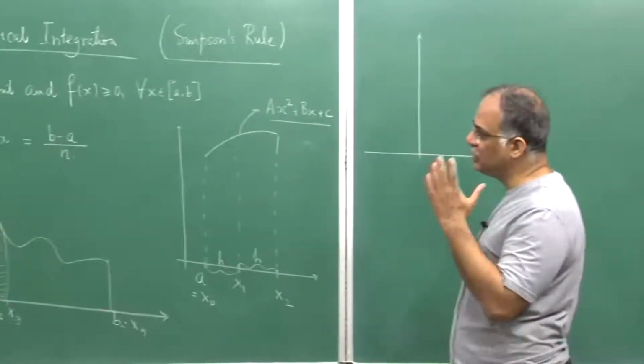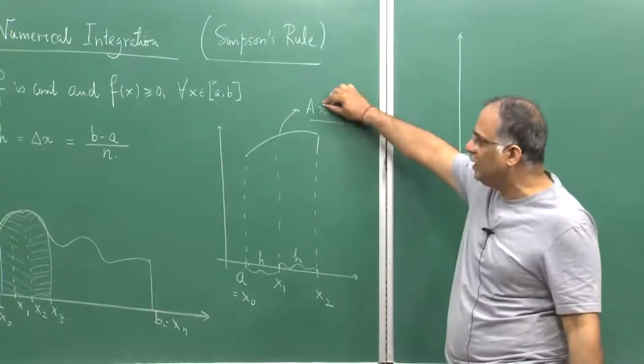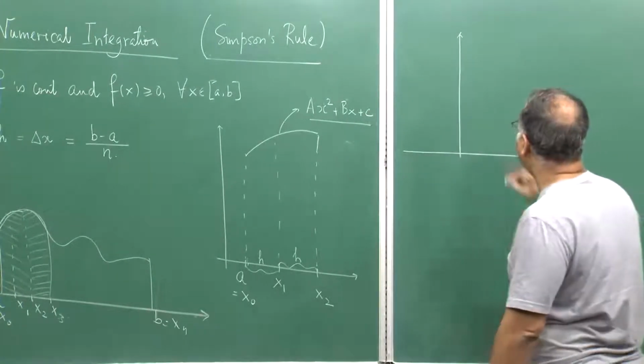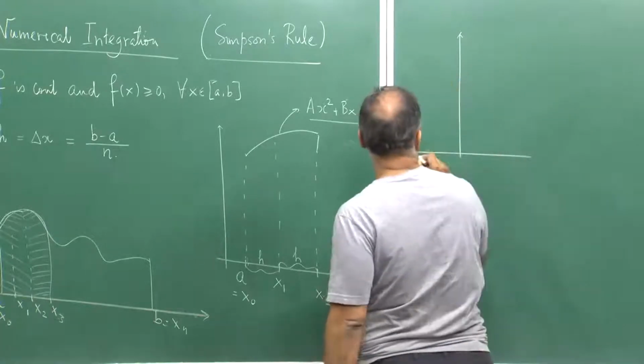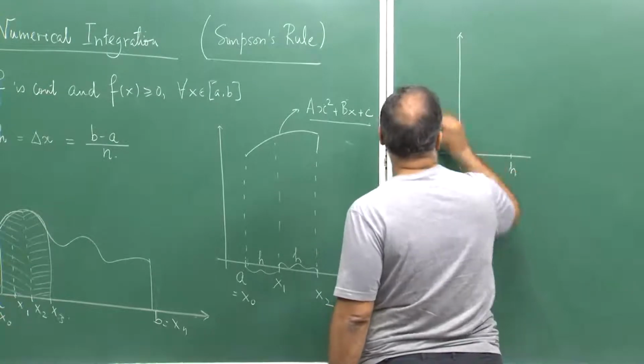So, without choosing a, b and c, how can I do it? That is the key idea. With some curve, a, b and c are not known to me. So, here is my curve. This is the point minus h, this is the point 0 and this is the point h.